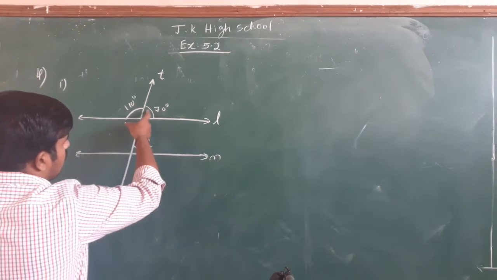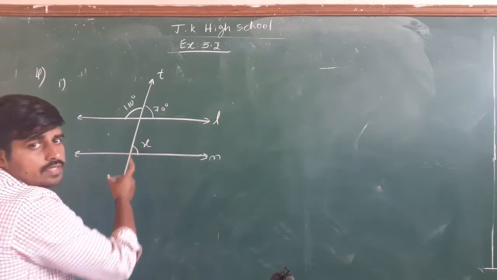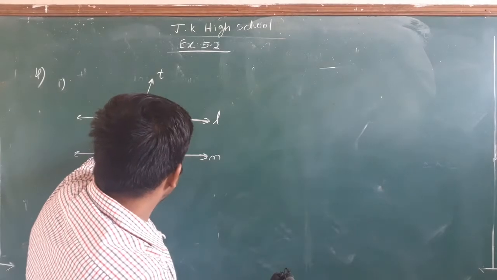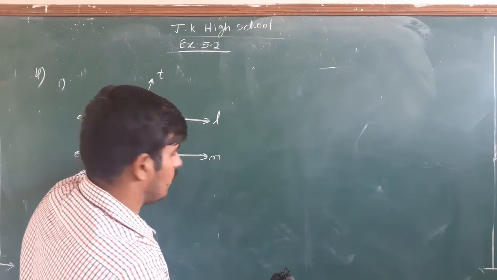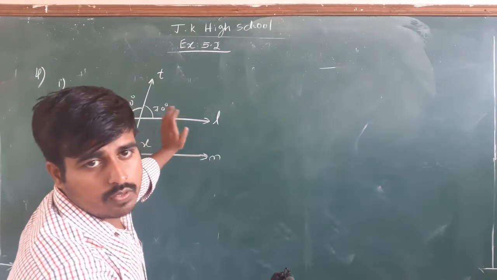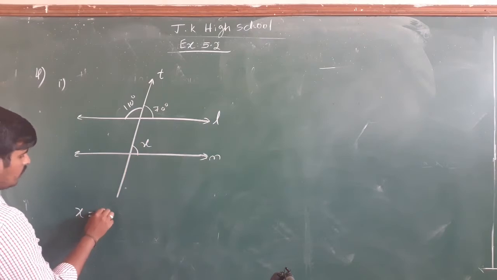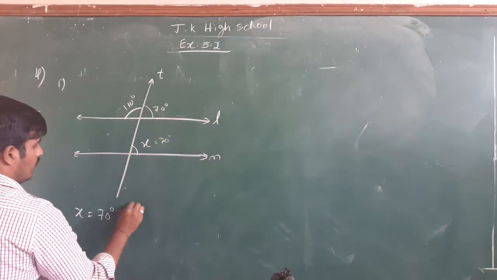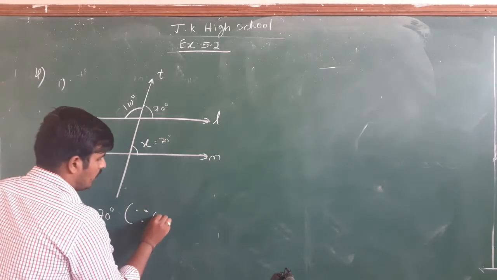This angle is corresponding with this angle now. This 70 degree is in correspondence with the x, because at different vertices, one is exterior and another is interior on the same side of the transversal line. Therefore x is equal to 70 degree, because of corresponding angles.